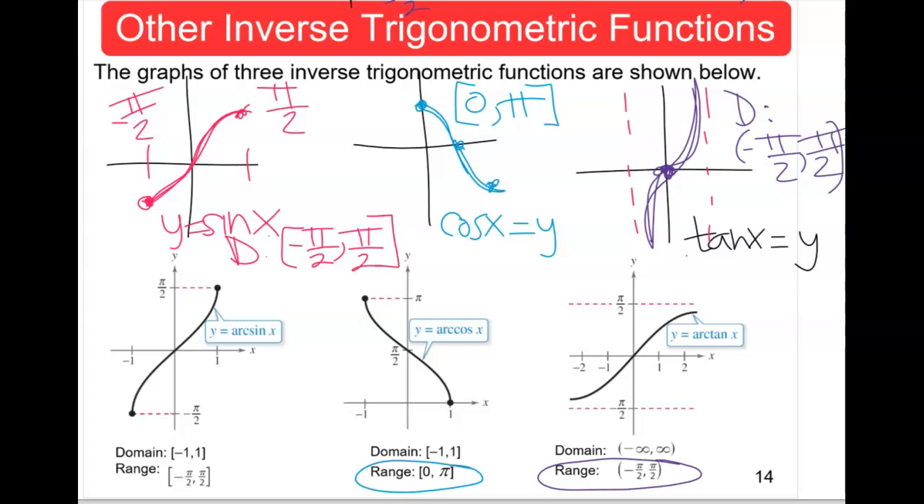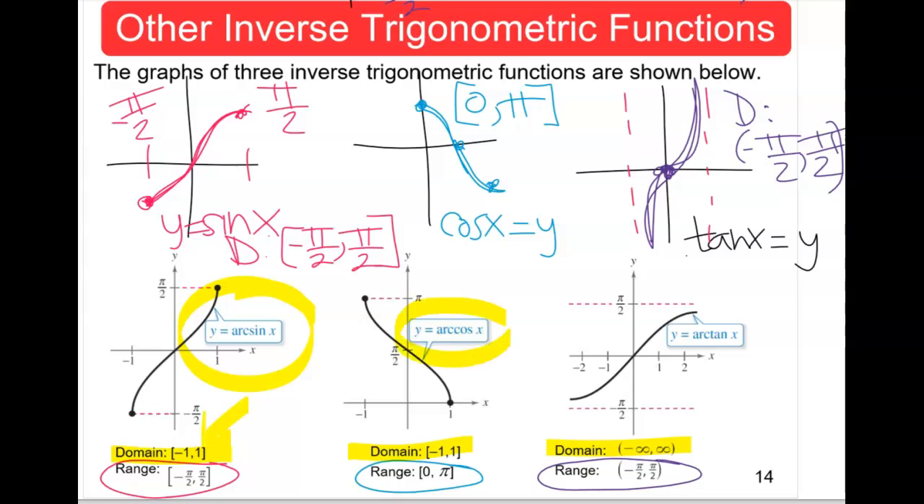Because if you don't have a one-to-one function, then the inverse is not a function at all. So since that was the restricted domain for sine, the range of sine inverse will be that. Remember, range is your output, so those are the answers that the inverse function will give you. And the domain, those are the inputs. So can you have an input here of 2? No, because it's bigger than 1. Could you have an input here of negative 10? No, because it's less than negative 1.